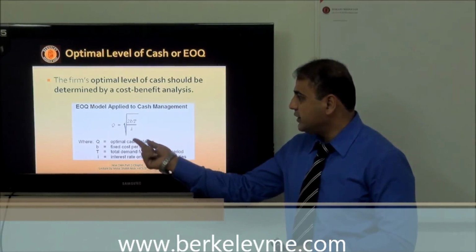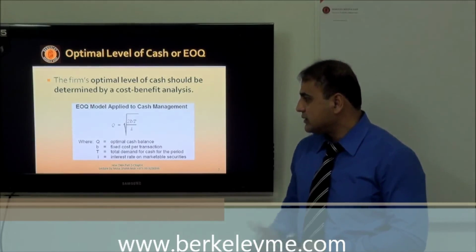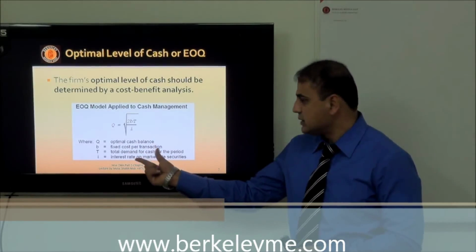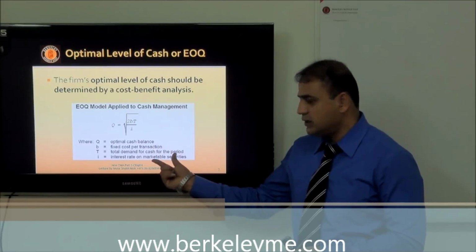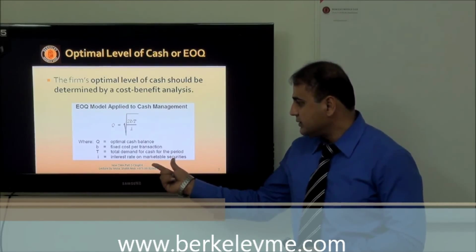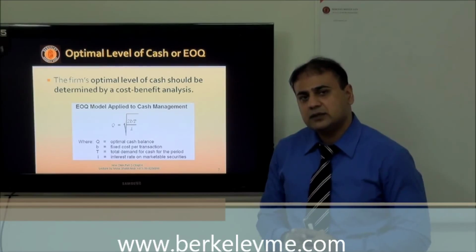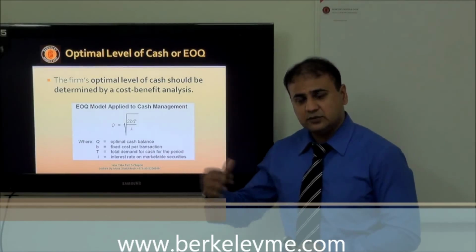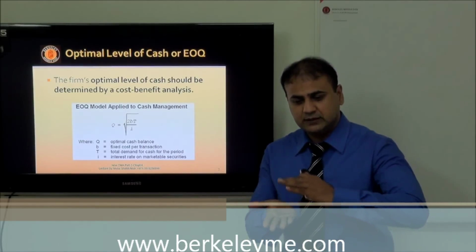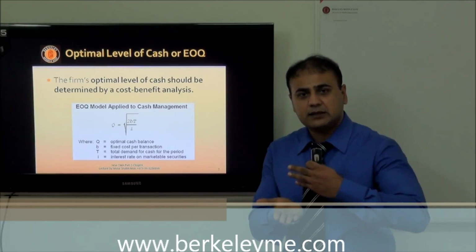And how we do it: the square root of 2BT divided by I. What is Q? Q is the optimal cash balance, B is the fixed cost per transaction, T is the total demand for cash for the period, and I is the interest rate on marketable securities. So based on that formula, we can define one level which is considered to be the optimal level. This is for those cases where you expect the flow of cash is defined, predictable, and mature.